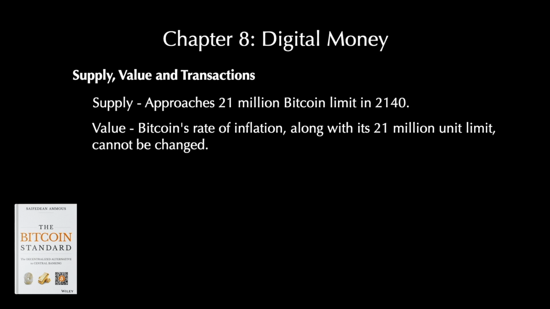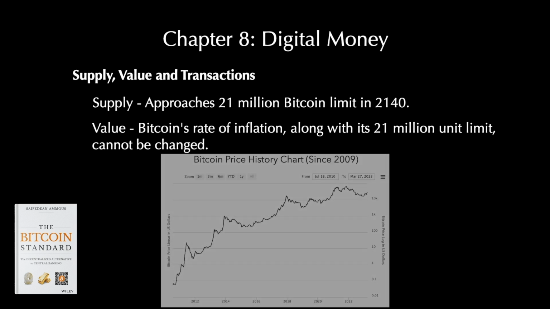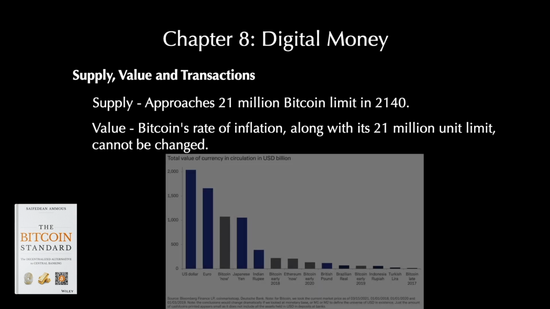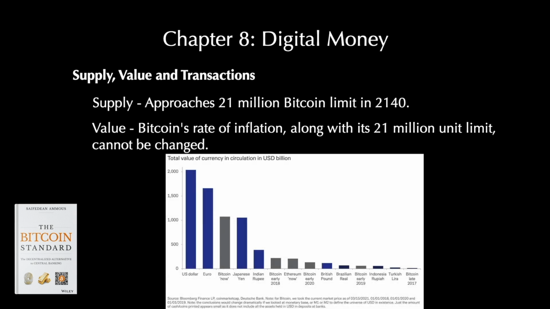This has contributed to the significant increase in the purchasing power of Bitcoin, which has gone from a fraction of a penny in its first recorded transaction in 2009 to over $28,000 in 2023 at the time of recording this video. The total market value of all Bitcoins in circulation was around $530 billion in 2023, making it the 22nd largest national currency in the world in terms of broad money supply. At one point in 2022, Bitcoin had become the fourth largest world currency by market cap, behind the Chinese yuan, US dollar, and the euro, surpassing the Japanese yen in total value.